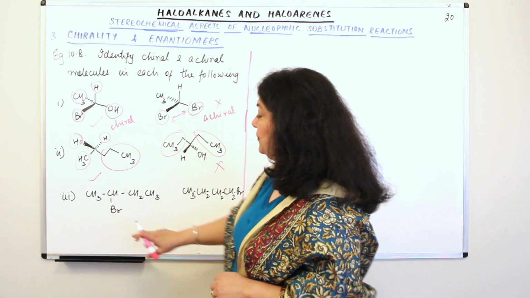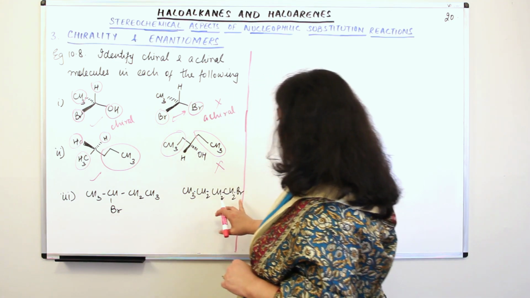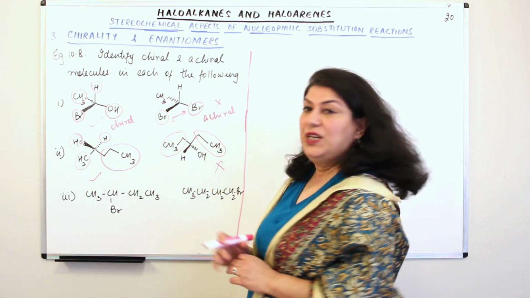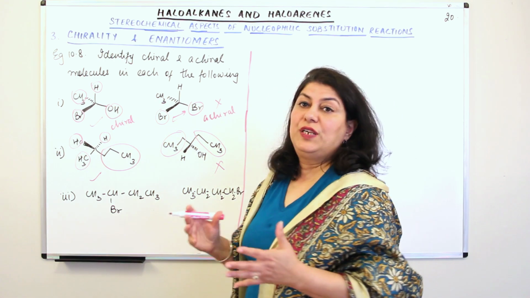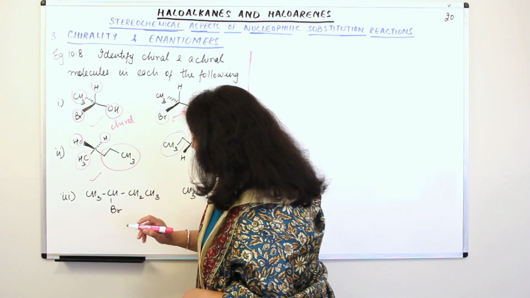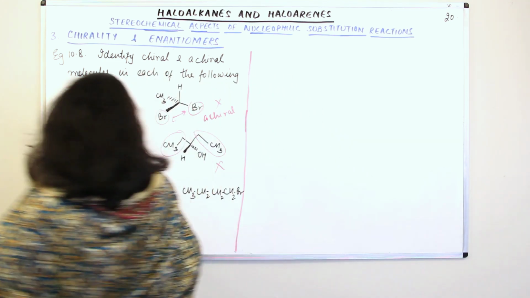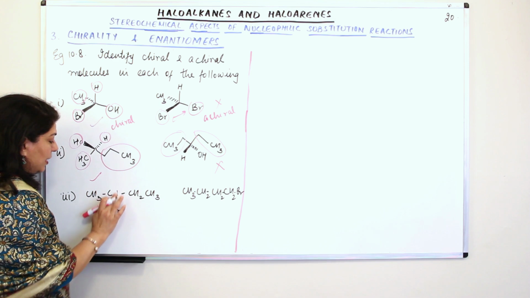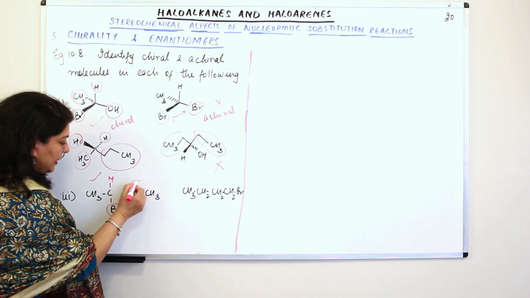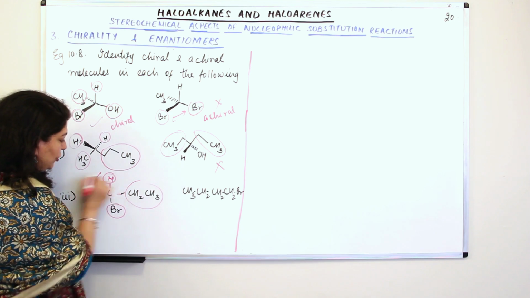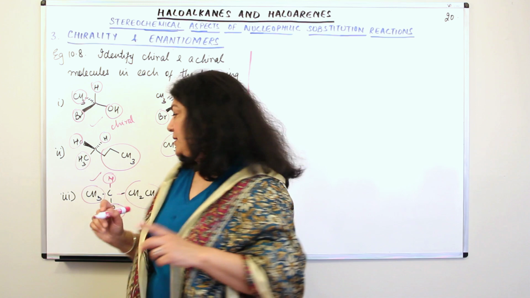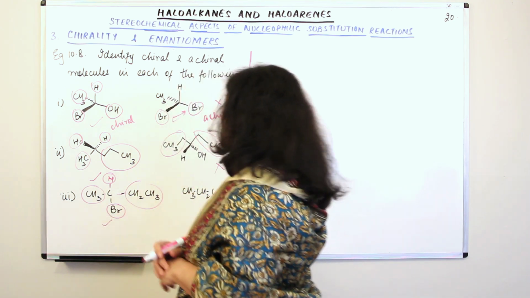The third example, you have 2-bromobutane and you have 1-bromobutane, right? The bromine is on the 2nd carbon here, and here the bromine is on the 1st carbon. Which one of these would be chiral and which would be achiral? When bromine is attached to the 2nd carbon, let us see what bonds this carbon has. This carbon has 4 bonds, the hydrogen here, bromine here, ethyl on this side, and CH3. All 4 groups are different. Since all 4 are different, this is chiral.